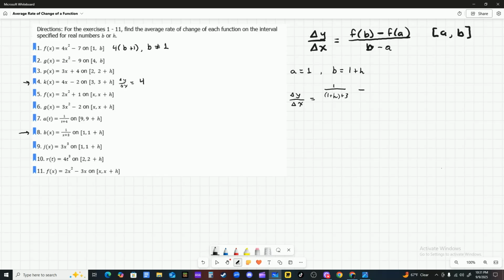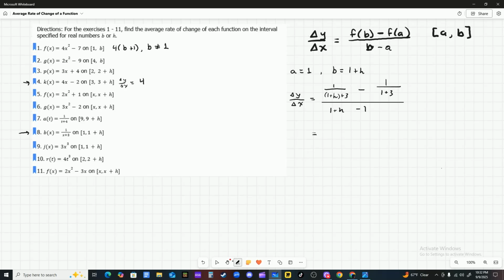Cool. Minus 1 over, well, f of a is 1 over 1 plus 3. All divided by b minus a, which is 1 plus h minus 1. Cool. Again, like last time, the ones in the bottom cancel out.